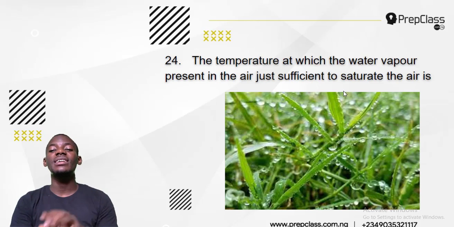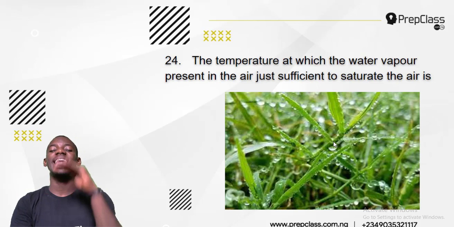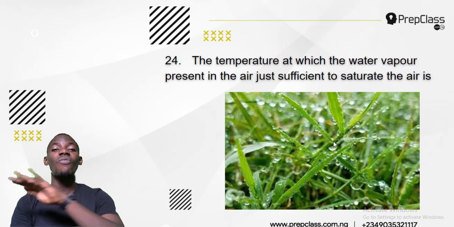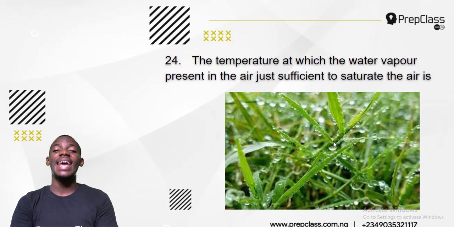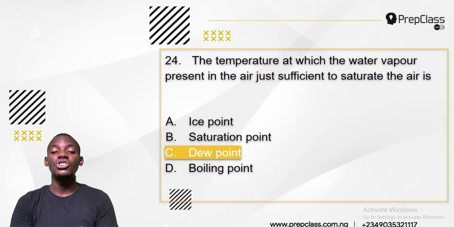When it goes around the air, it becomes, and this is what you have here, dew on the leaves. So the dew point is when the water in the air is sufficient to cover the entire air. So we see that air is at dew point, and that brings us to the answer as C, dew point.